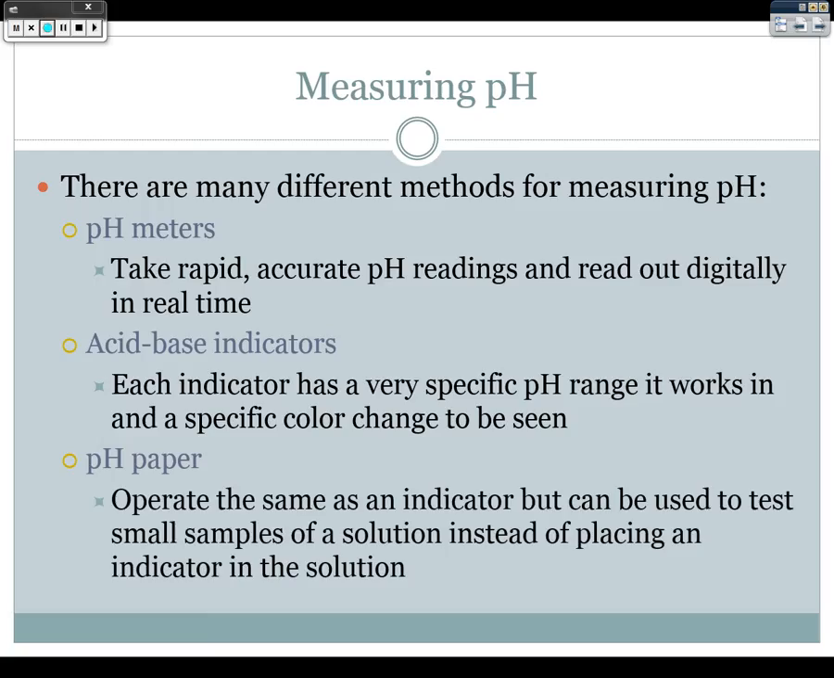Or you can use pH paper, like litmus paper, and these operate the same as the acid-base indicators, but instead of having to test the whole solution and placing an indicator in there and it changes the whole color of the solution, you can test small samples on a piece of paper that's going to have the same color change. Again, you kind of have to know what you're doing. If you want to know specifics about pH, you have to know what kind of paper to use. Some paper, litmus paper, just tells you whether it's acidic or basic, doesn't really tell you how much. So if you want to know exactly the pH, your best bet is going to be a pH meter, but that requires a lab to operate it in or some sort of setup to be able to do that. So pH indicators and pH paper are often used.